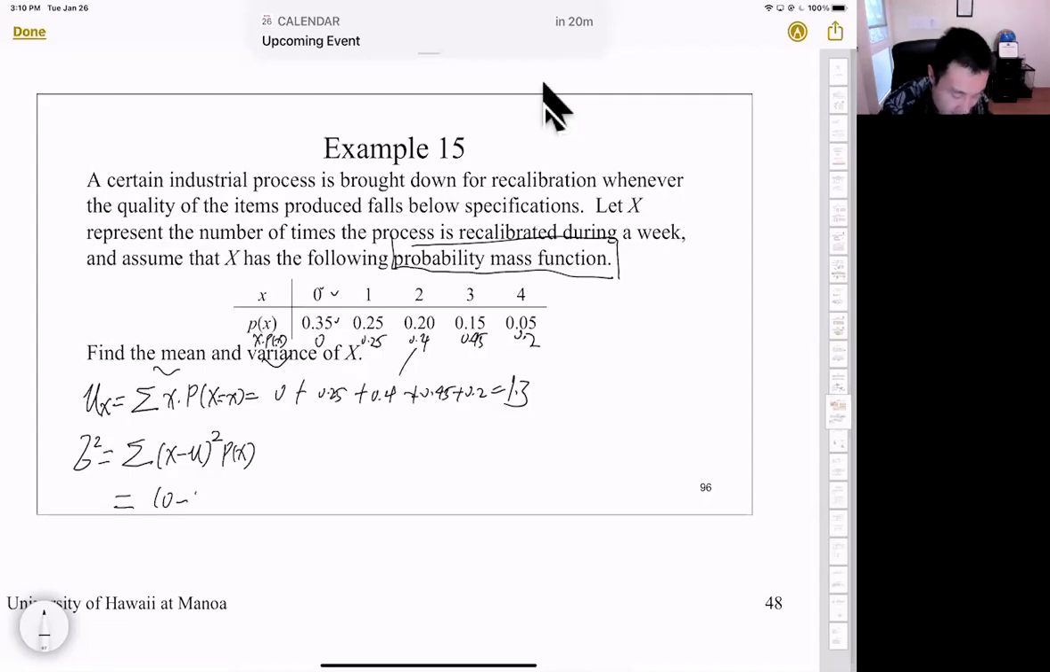Let's do the second one. The second x is 1 here, so 1 minus 1.3 squared times p of x here, 0.25, and so on. All right, very, very easy. So follow the equation. As long as we have the PMF, the probability mass function, we can easily calculate the mean value and the variance.